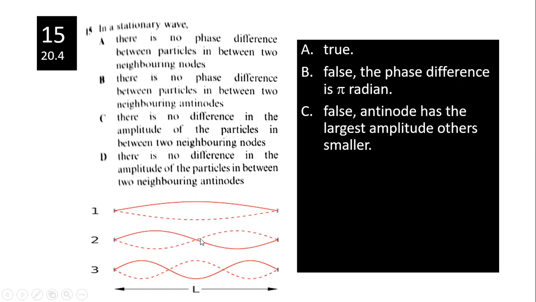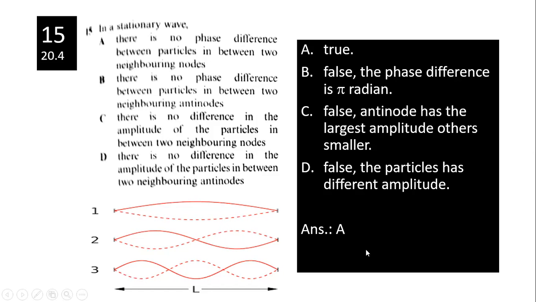There is no difference in the amplitude of particles in between neighboring antinodes. Unless they are the same distance away, there's no difference in amplitude. Antinodes is here. Antinodes is here. So the particles all here have different amplitude. Unless you take the same point from the node, then the amplitude is the same. So false. Answer is A.